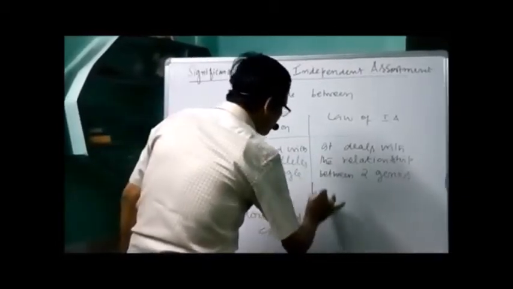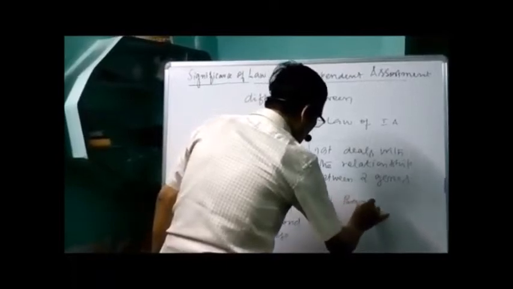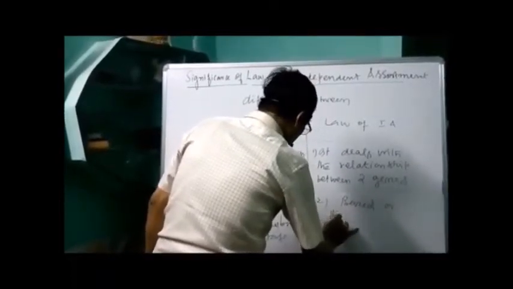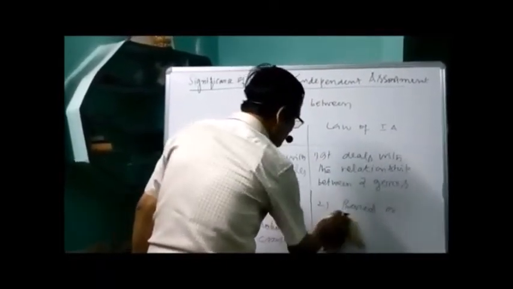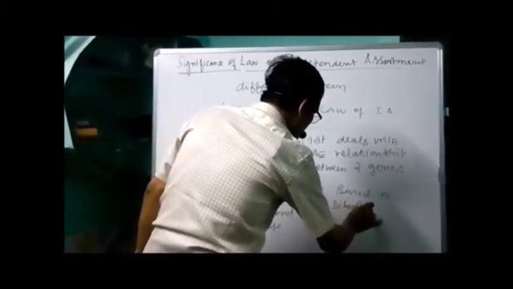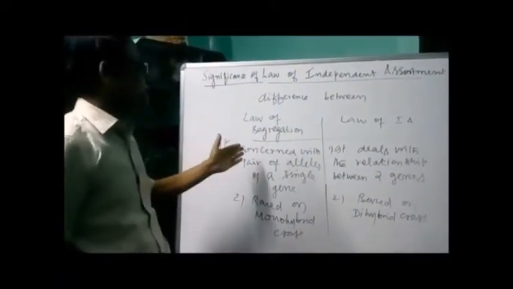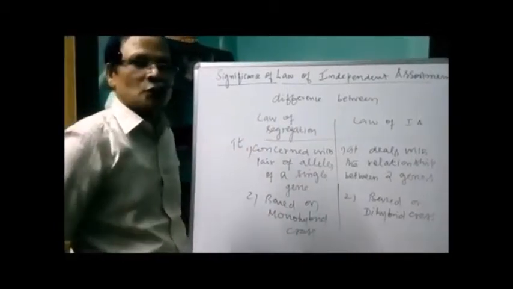So it is based on the results of dihybrid cross. I'm simply writing, based on dihybrid cross. That's a major difference between the law of segregation and the law of independent assortment.